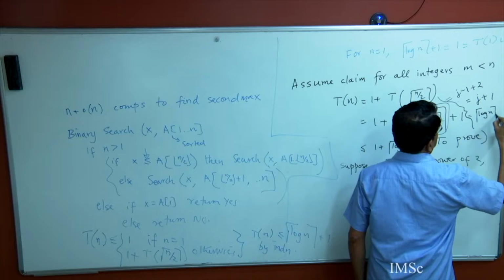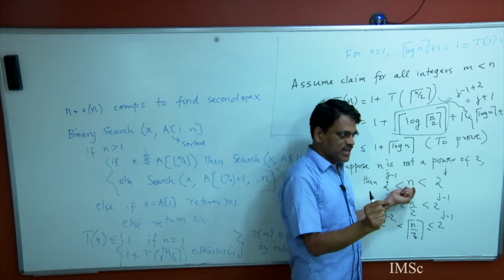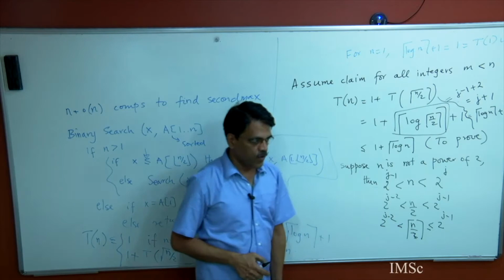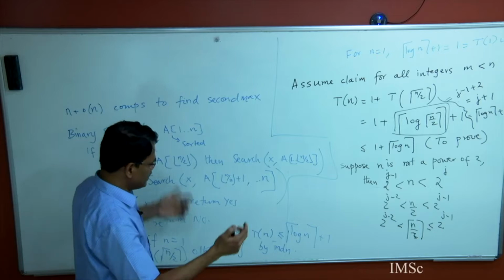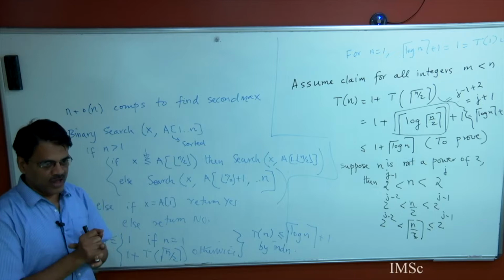Plus 1, because n is lying between 2 power j minus 1 and 2 power j. So if I take log n, it will be some number between j minus 1 and j. So when I round it up, it will become j. Intuitively, this is what you expect. We can try small examples. We know it's just a question of rounding it, but it's important to be aware of the correct bound and be able to prove it.